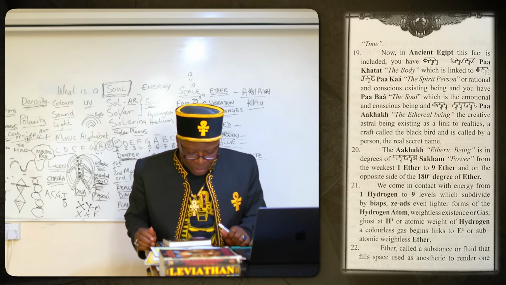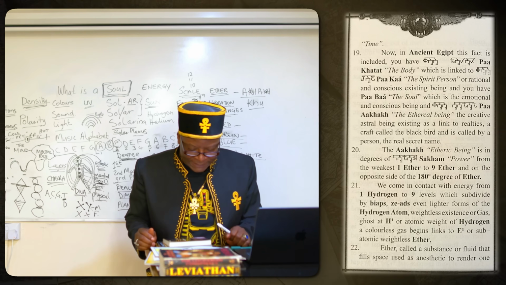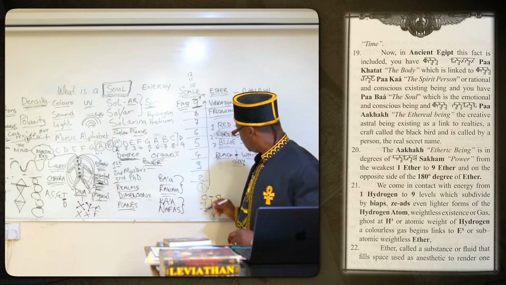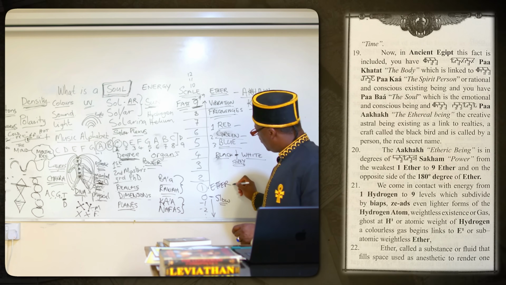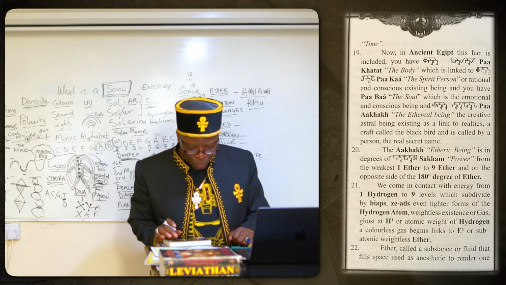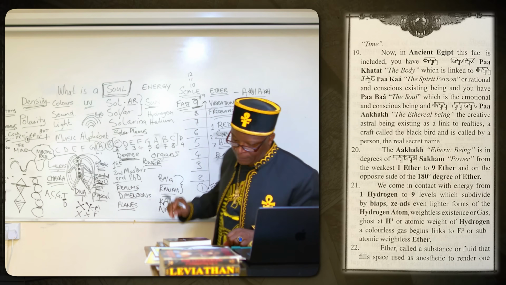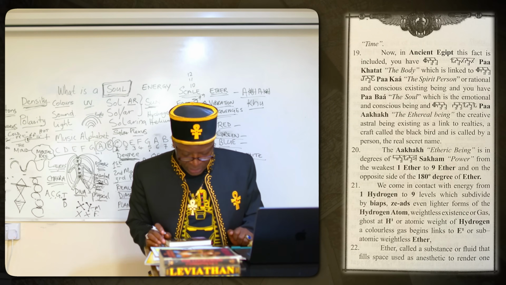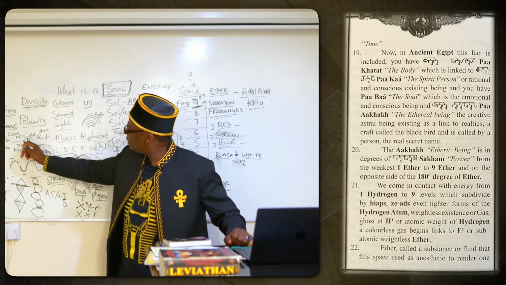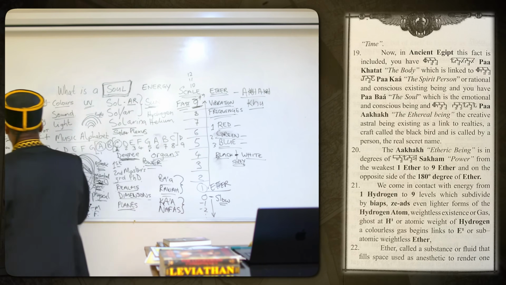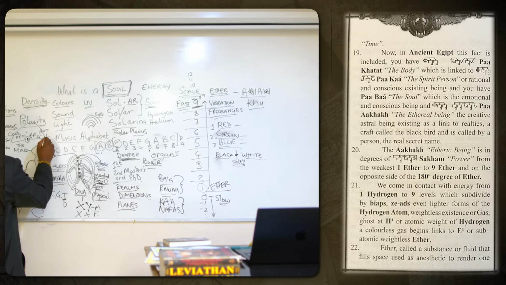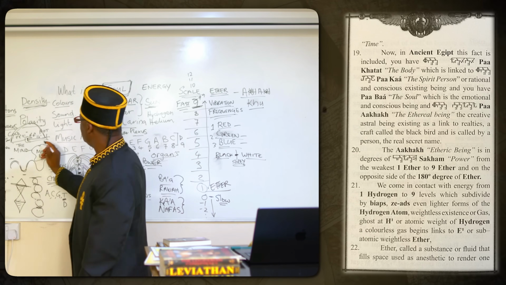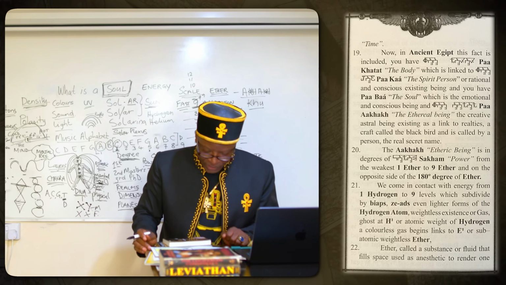Verse 20. The Arch or etheric being is in degrees of Sakam, power, from the weakest one ether, right? So from one ether here, from the weakest one ether all the way to 9 ether up here. And on the opposite side of the 180 degrees of ether, I was saying here, see, this is 180 degrees. If we were to put a protractor, yeah, this would be like 180 degrees, yeah. So on one side of the 180 and the opposite is the ether.